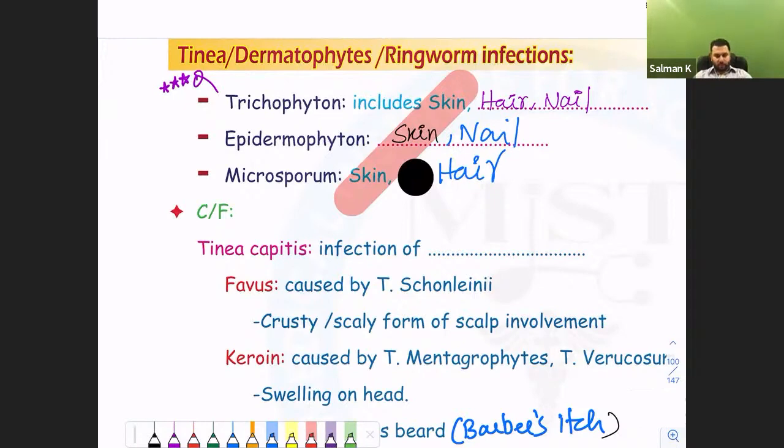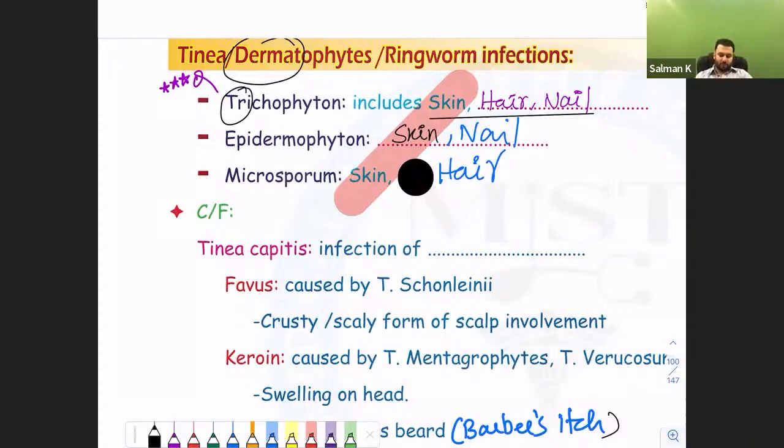Now, what you're supposed to know here, first is trichophyton. Tri is the word. This is how we had learned in classroom also. Three things are involved: hair, skin, and nail. Skin has to be involved because the name of the infection is derma. Derma means skin, right? So trichophyton: skin, hair, and nail. Epidermophyton: skin and nail. Microsporum: skin and hair, right?